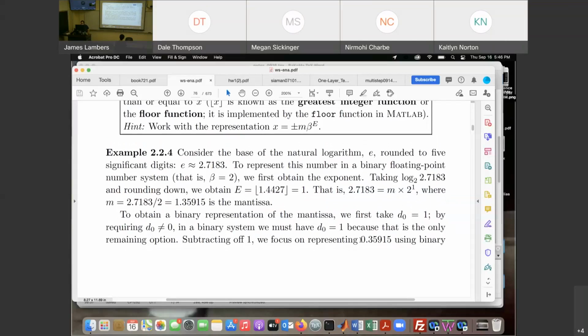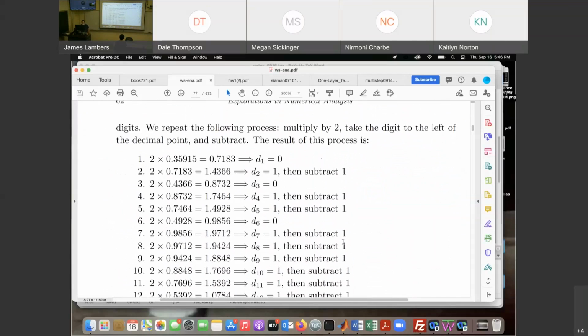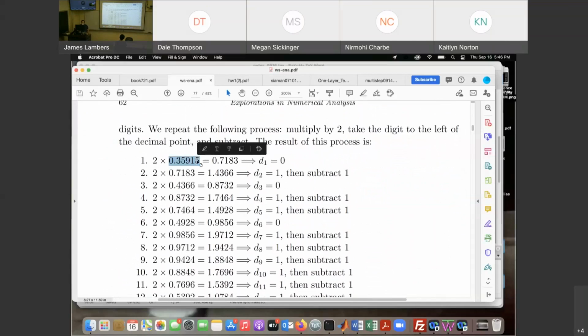Then we subtract that off, and now we focus on what's left. I continue carrying out these steps. Whatever you have, you multiply by the base. And what you have here is 0 to the left of your binary point. So the next digit will be 0. Then multiply by 2 again. Now we have a 1 to the left of a point. So the next digit will be 1. When you get a non-zero digit, you subtract it off.